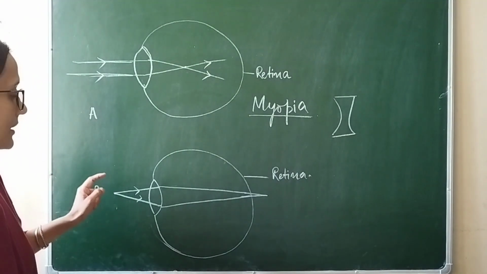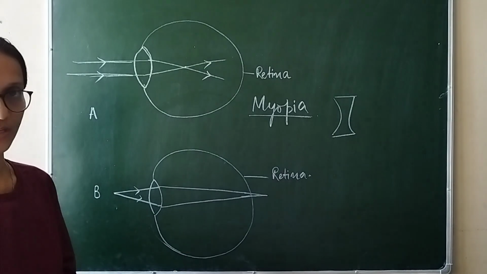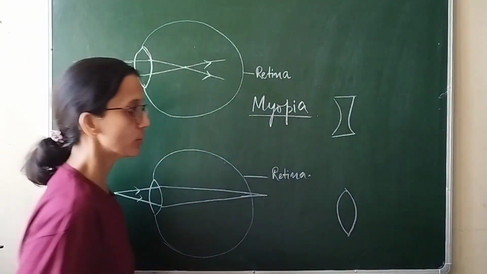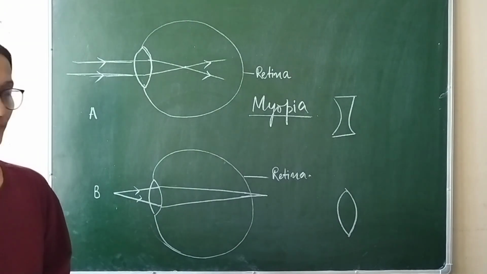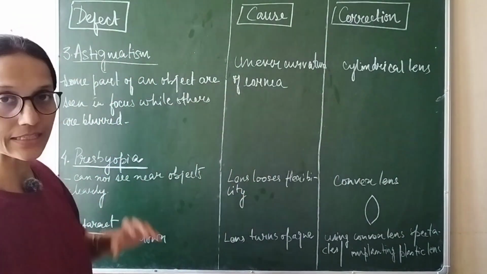In the second condition, the image is formed behind the retina. So this is a condition of hyperopia, and for correcting this condition we are going to use a converging lens, also known as a convex lens. Okay, now let us discuss the third defect of the human eye. It is known as astigmatism.